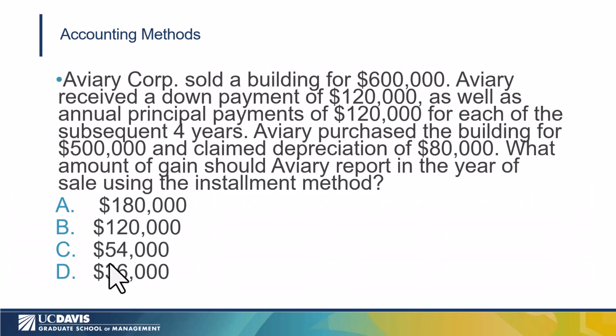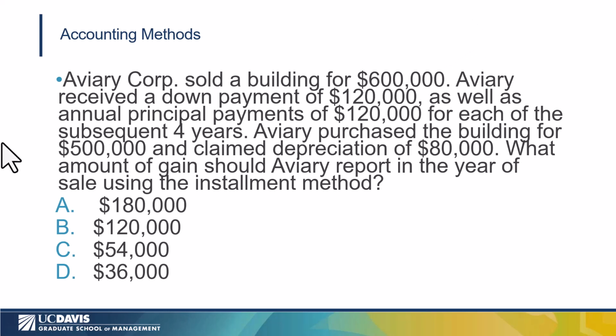Aviary sold a building for 600,000. Aviary received a down payment of 120 as well as annual principal payments of 120 for each of the subsequent 4 years. Aviary purchased the building for 500,000, claimed depreciation of 80. What amount of gain should Aviary report in the year of sale using the installment method? And I definitely think we ought to pause so that you can do this. This is a CPA exam question. So let's see if you can solve it.